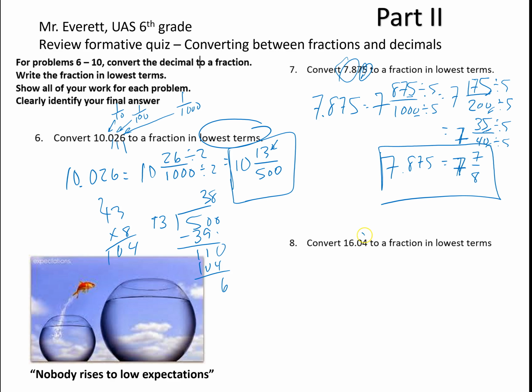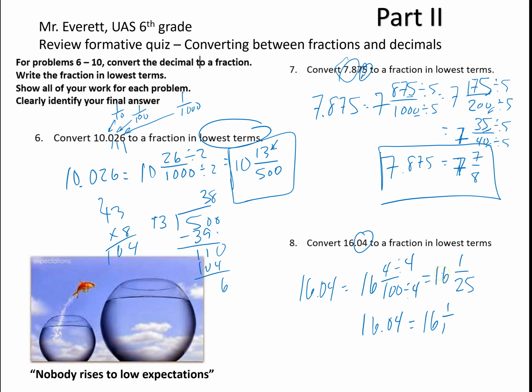A lot of people on the next one, I don't know why I put tenths or even thousandths. That's 16 and 4 hundredths. Divide by 4, divide by 4. Yes, I could have divided by 2, but 4, I'll do it one time. That gives me 1 over 25. 16 and 4 hundredths has the same value as 16 and 1/25.